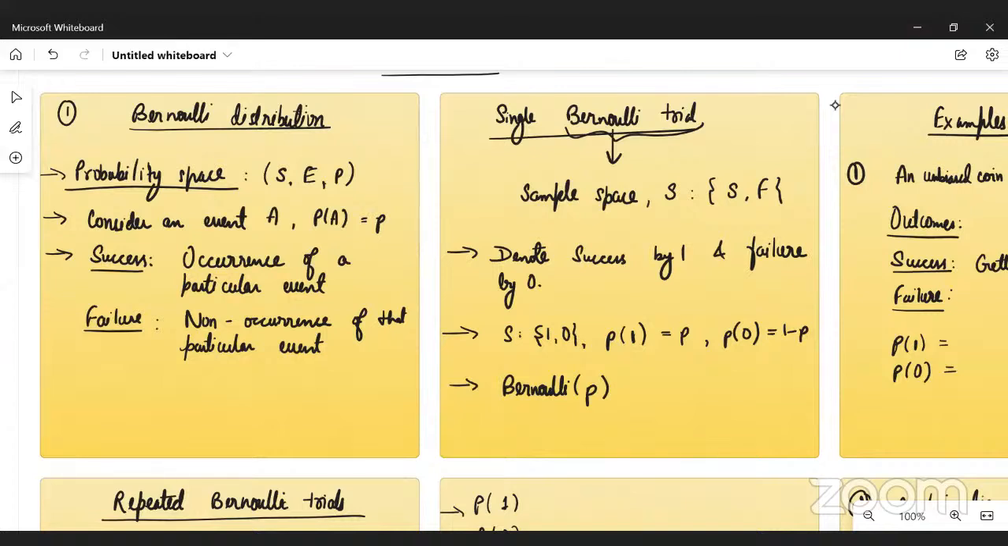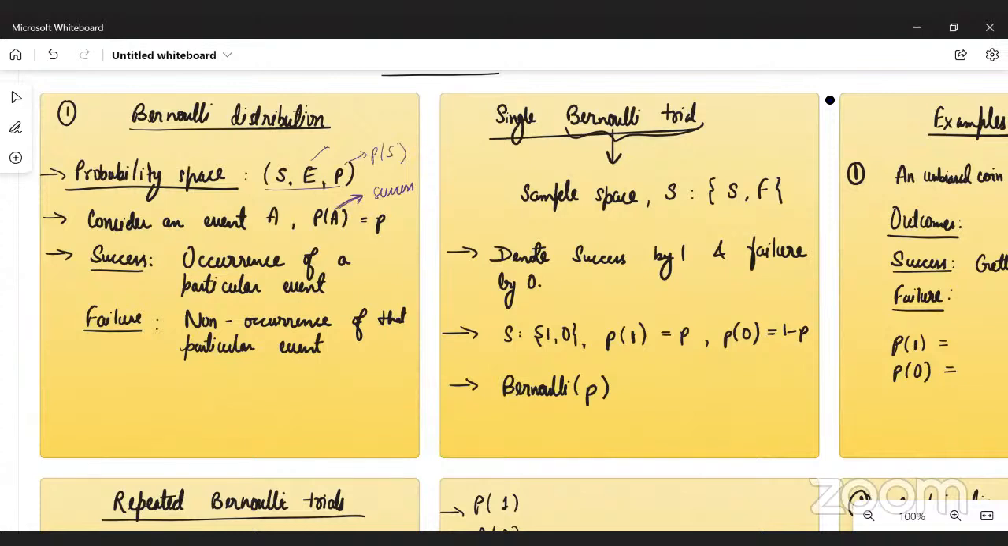So let's say you have a probability space where S is your sample space, E denotes your collection of all the events, and P is your probability of success, right? If you take any event A from your set of events, the probability of that event is given by small p. I am saying this event A is a success. So the occurrence of the event A is going to be your success, and the non-occurrence of the event A is going to be your failure.